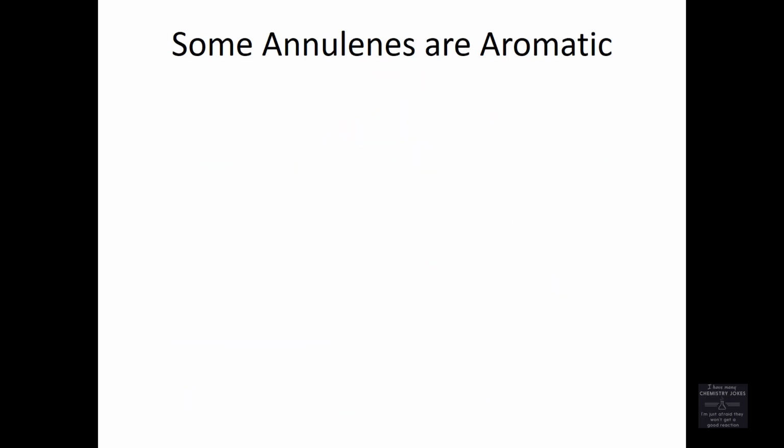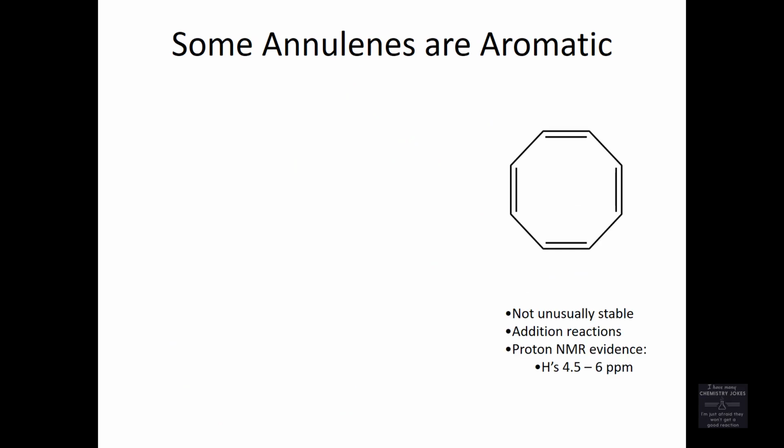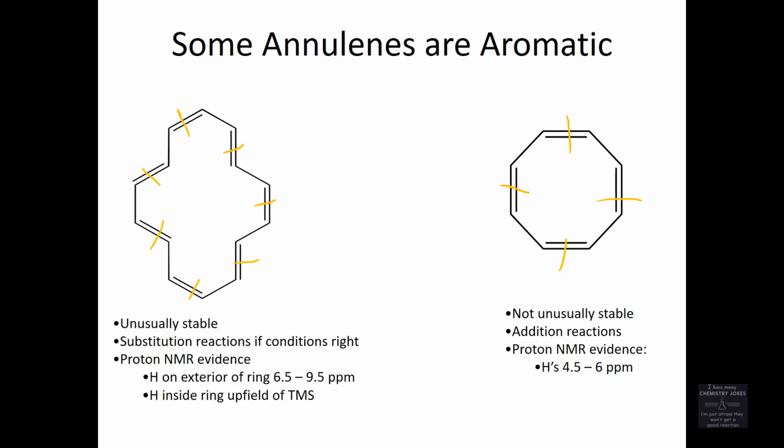Okay. Some annulenes are aromatic. Annulenes are things that have alternating double and single bonds. We've seen cyclooctatetraene already. Assuming it's flat, it has 4, no way. Assuming this other one is flat, it has 7, yes way. So this one on the left is aromatic. This one on the right is not aromatic.